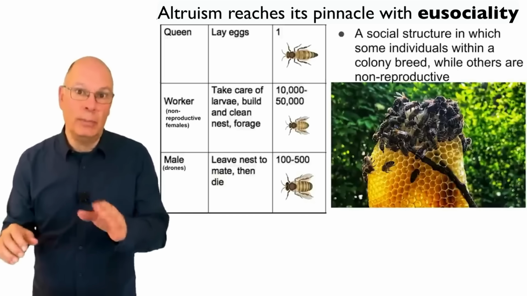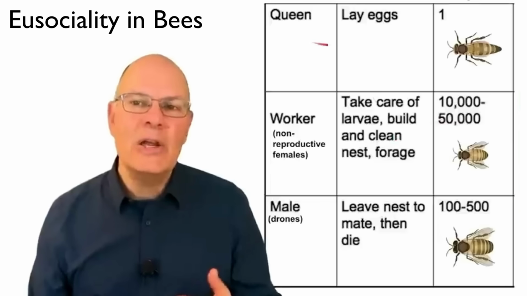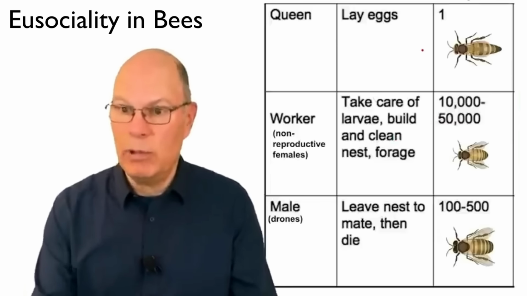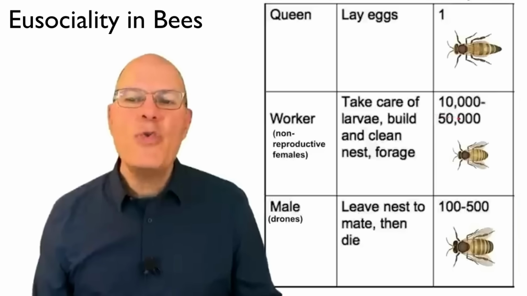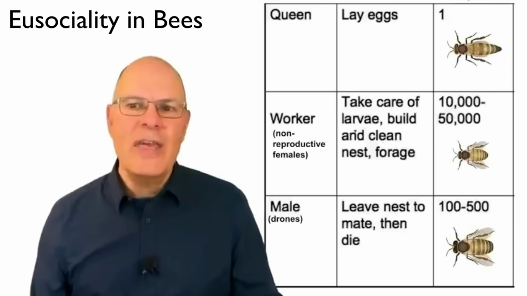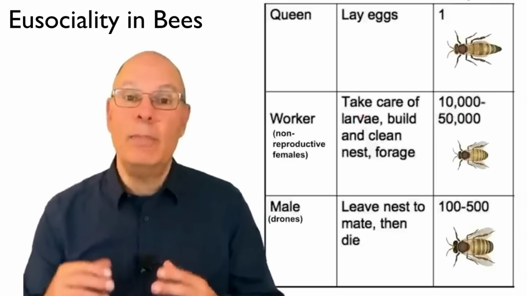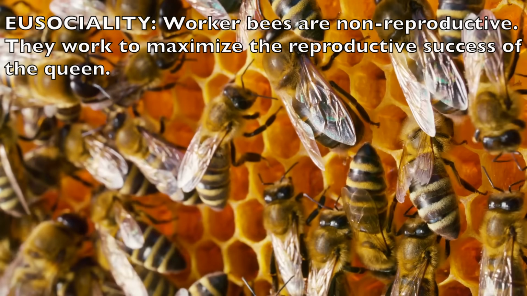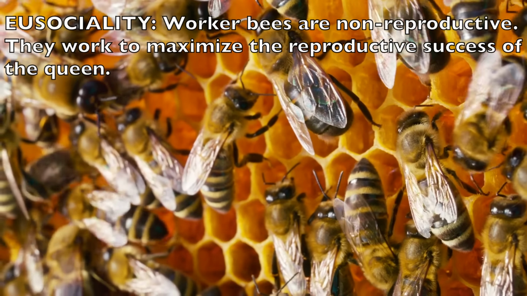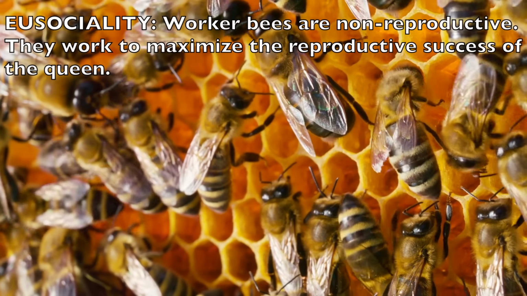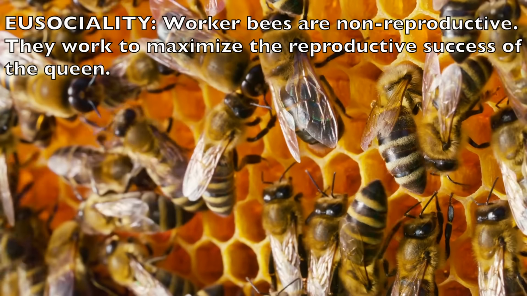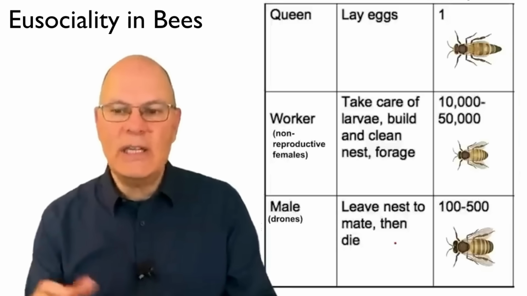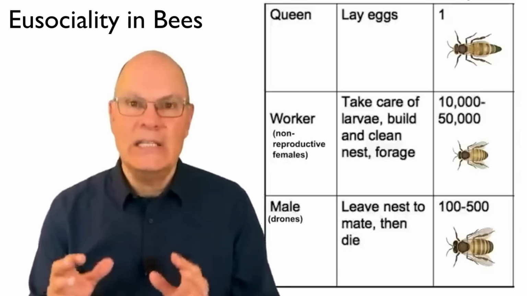Who is eusocial? Bees. In bees, there's a single queen who lays the eggs. She's reproductive. There are thousands of workers that take care of the larvae, they build and clean the nest, they forage, but they don't reproduce themselves. In other words, what they do is they work so that the queen can successfully reproduce. And there are a couple of dozen males, and the males leave the nest to mate, and then they die.